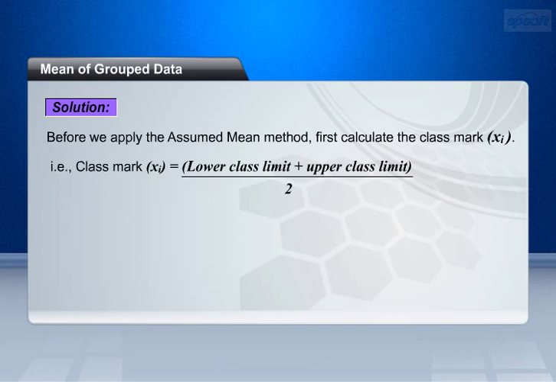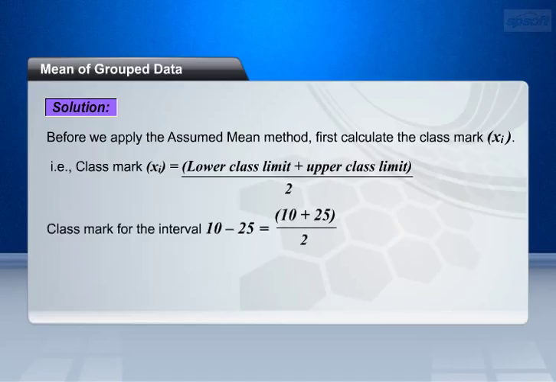From the given table, we observe the first class interval is 10 to 25, for which the class mark is calculated as follows. Class mark equals 10 plus 25 divided by 2. This is equal to 35 by 2. This is equal to 17.5. Similarly, we can obtain the class mark for the other class intervals by using the class mark formula.